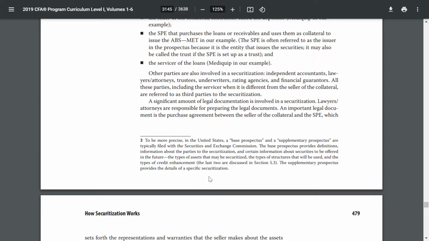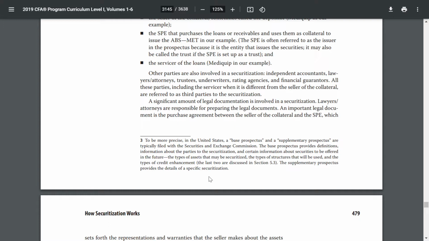Other parties are also involved in securitization: independent accountants, lawyers, attorneys, trustees, underwriters, rating agencies, and financial guarantors. All these parties, including the servicers when different from the seller of the collateral, are referred to as the third parties to the securitization.